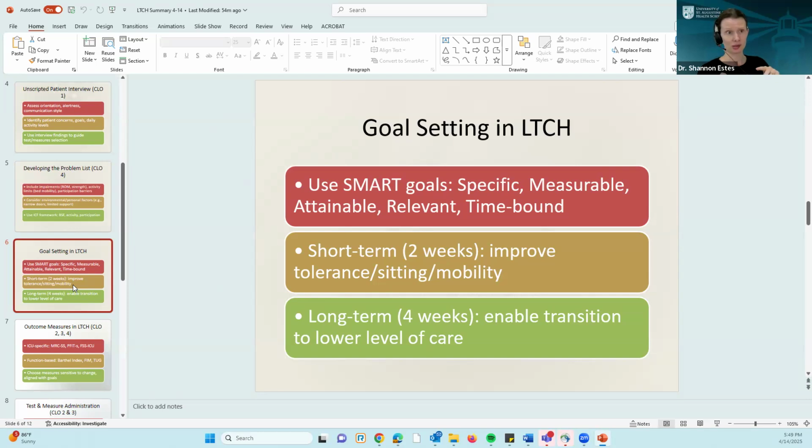These two right here are a summary. These are not well-written goals. If you wrote improved tolerance sitting or mobility, that is not a good goal. You cannot write that. But this is an example.